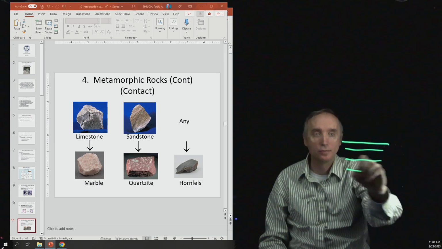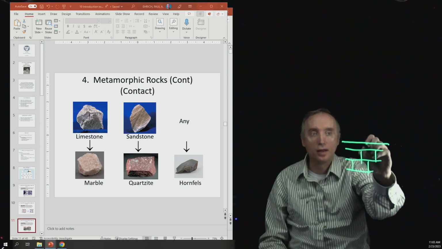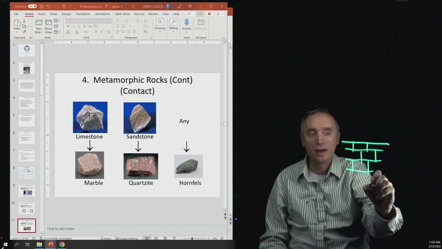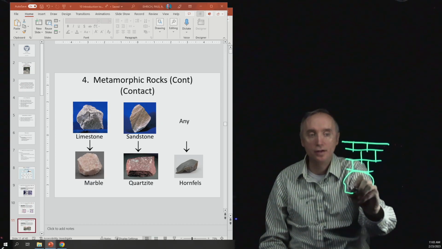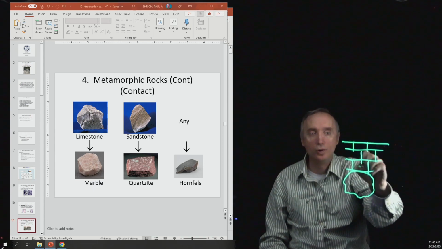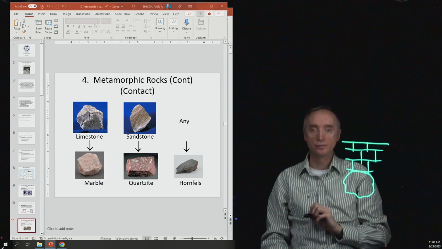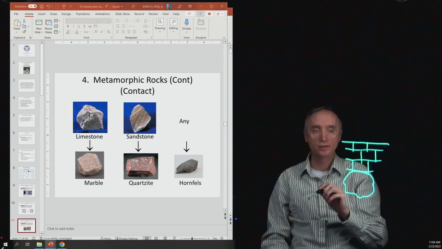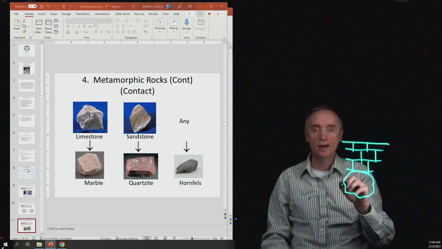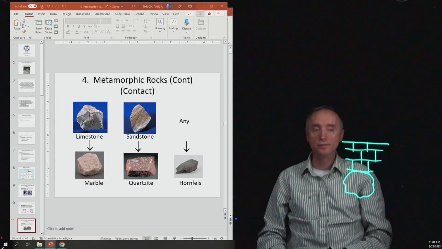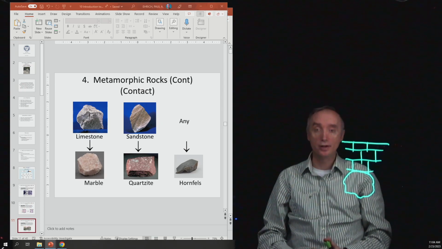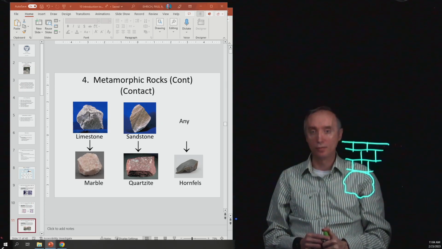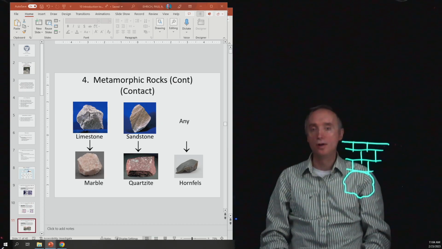So let's say that it's some limestone, and then for some reason a magma body comes up, and so you have this magma down here that is in contact with the limestone. What's going to happen? So it's not being subjected to pressure, but the limestone is being subjected to heat. And so what will happen is the calcite in the limestone will reorient itself and will recrystallize as the metamorphic rock marble. So marble is still made of calcite.